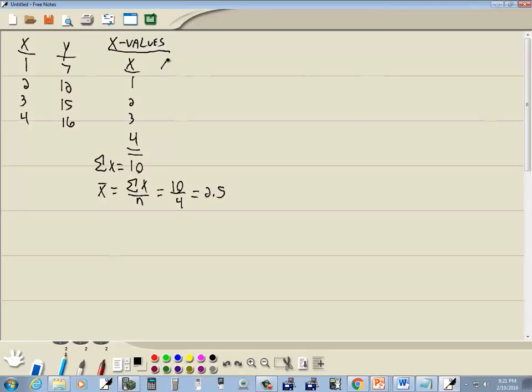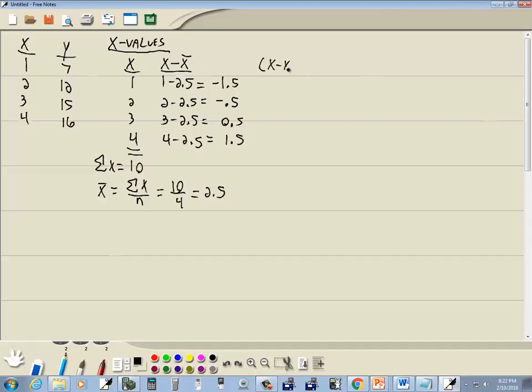Now I need to find x minus x bar. So I'm going to have 1 minus 2.5, 2 minus 2.5, 3 minus 2.5, and 4 minus 2.5. That's negative 1.5. This one's negative 0.5. That one's 0.5. This one's 1.5.